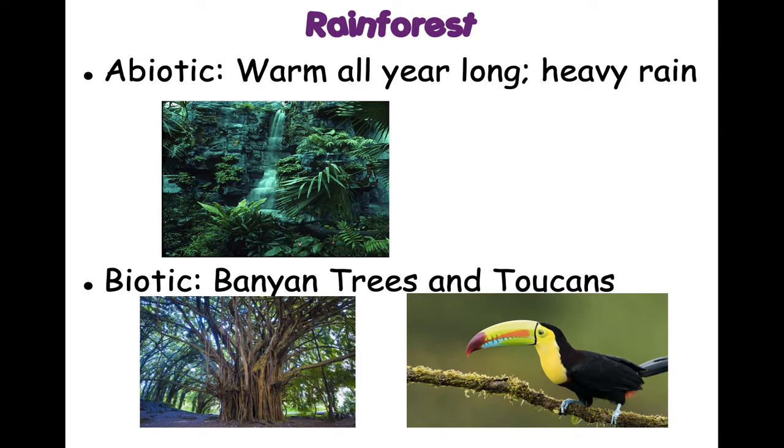For a rainforest, it's almost the exact opposite. It's warm all year long, very humid, lots of rain, hence the name rainforest. And so with all this rain, there's a lot of life. You have huge trees and vines and orchids and lots of flowers, fruits and stuff like that. And then all of these plants can support lots of animals. You have toucans or monkeys or snakes and sloths and stuff like that.